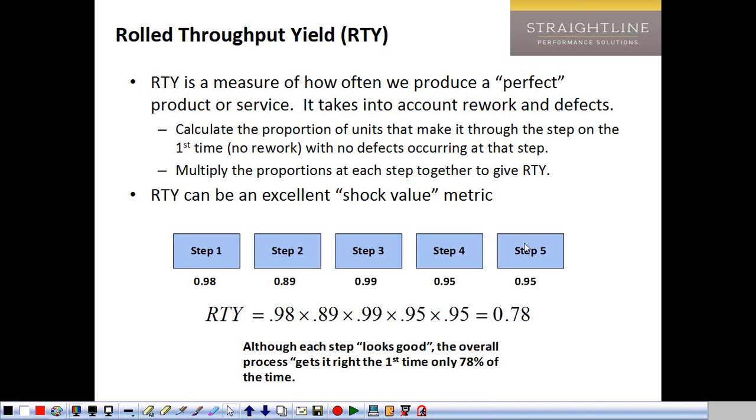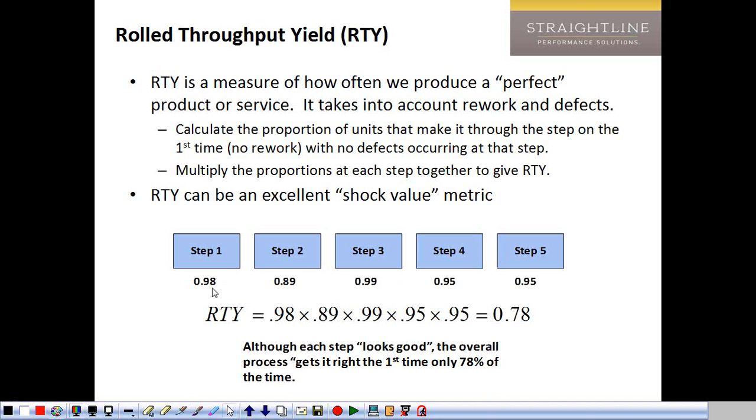It has a tremendous amount of shock value. Here's what rolled throughput yield is. Rolled throughput yield is essentially the percentage that gets through a process without ever having to be reworked or scrapped. Very often, if you look at a process, its rolled throughput yield is so small that the stuff that actually gets through without error is a very low percentage. Here I put just a 5-step process, and a lot of times processes are much more complicated than this.